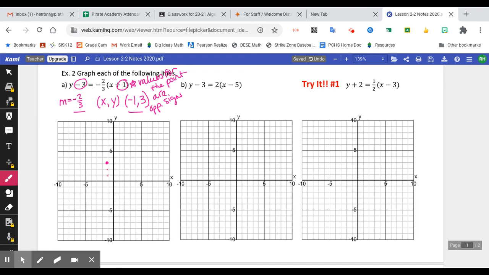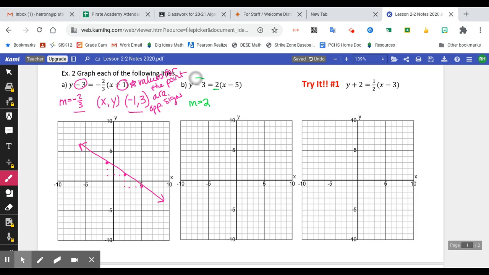-2/3 would go down 2, right 3, down 2, right 3. And then you can draw in your line, sorry. Okay, so same thing on the next one. We would have a slope of 2. Okay, so my slope equals 2.